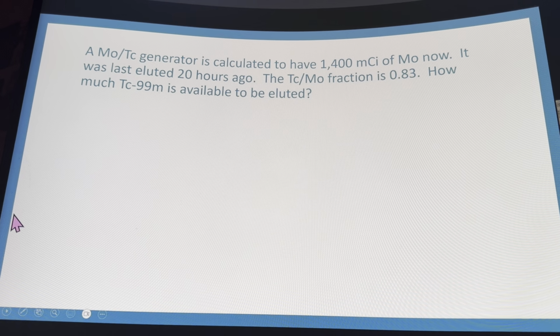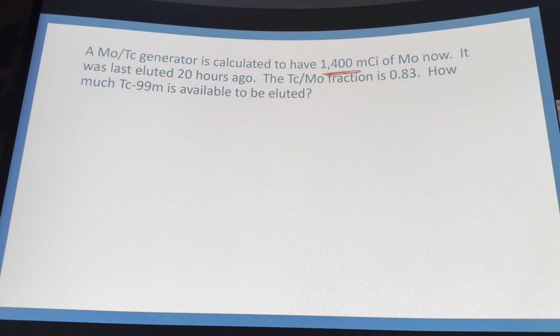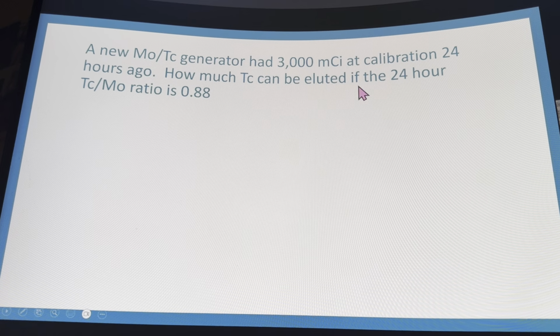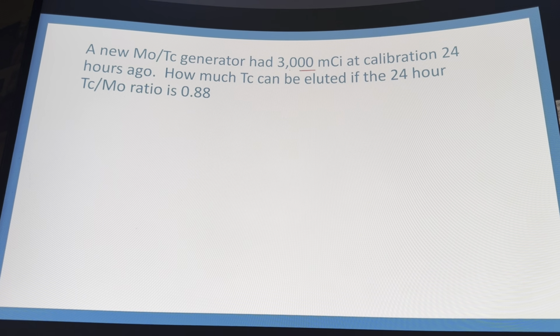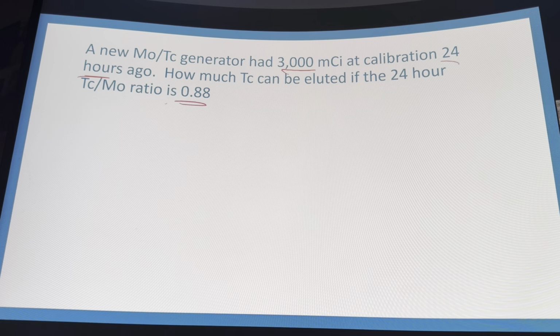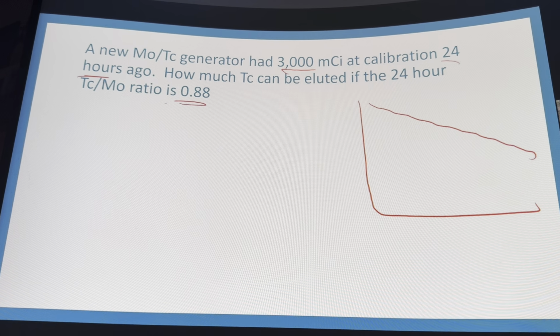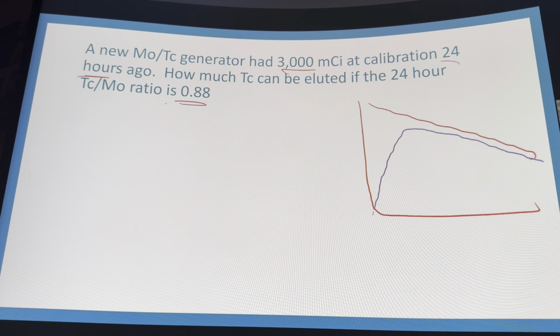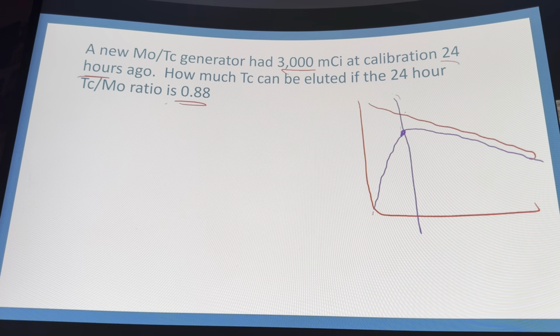Let's do another one. Molytech generator had 3,000 millicuries at calibration 24 hours ago. We want to know how much can be eluted if the 24-hour tech moly ratio is 0.88. So again, moly's decaying, technetium is increasing, but now we're at 24 hours, so this ratio is much closer.